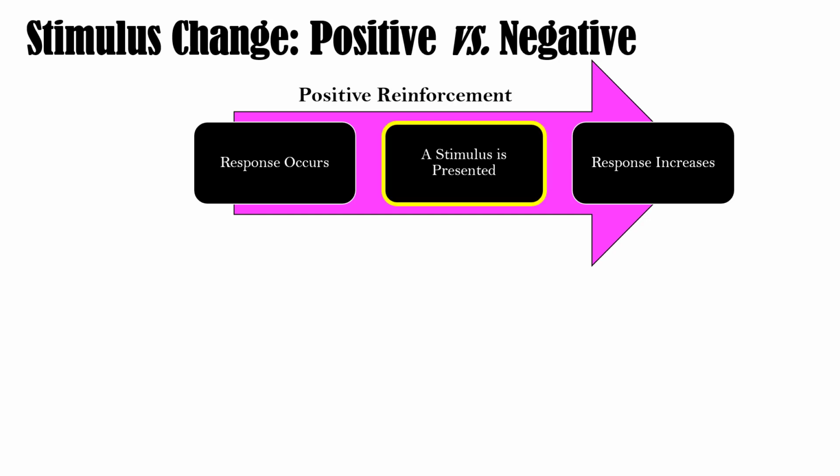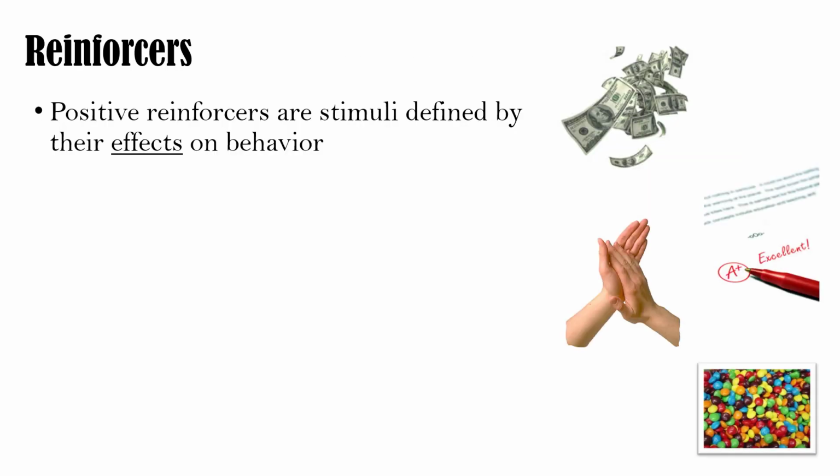What I want to focus on right now is the stimulus that is presented. We refer to this as a reinforcer, and with positive reinforcement, it's a positive reinforcer. These are reinforcers that the person wants and likes. And remember, once again, positive reinforcers are stimuli defined by their effects on behavior. So for something to function as a positive reinforcer, it has to increase the future probability of the response. If the behavior doesn't increase, it's not a reinforcer. So keep that in mind.